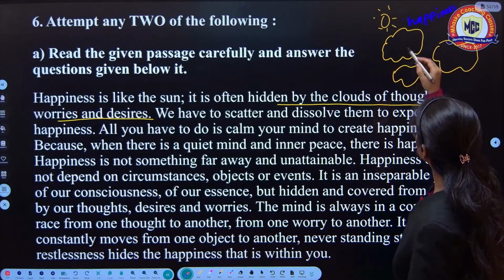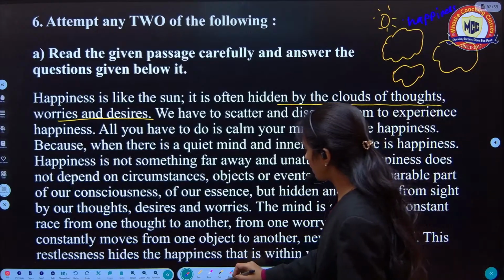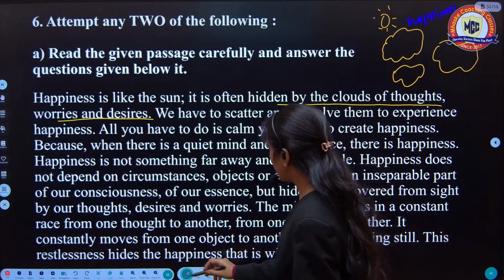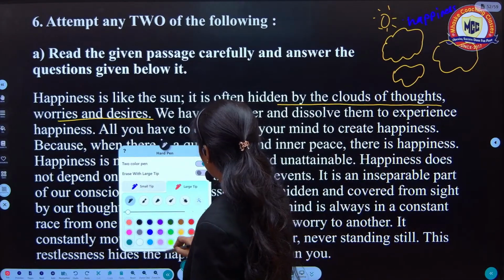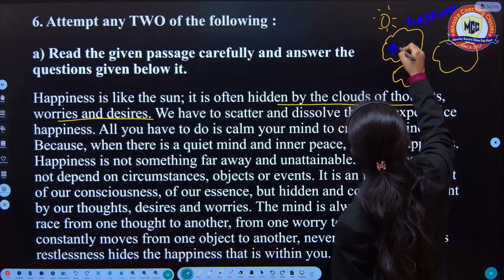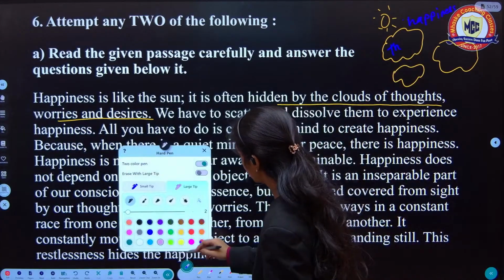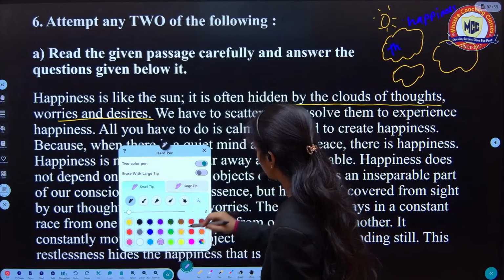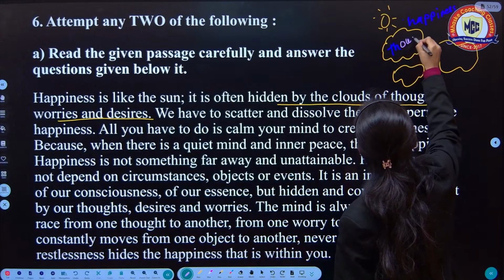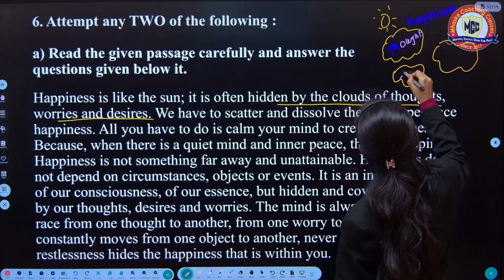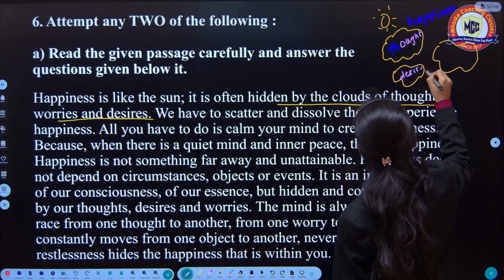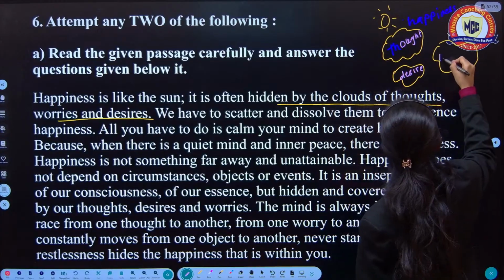So the clouds' names are thoughts, desire, and worries.